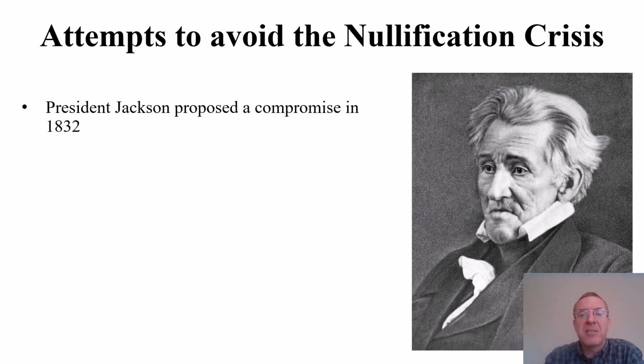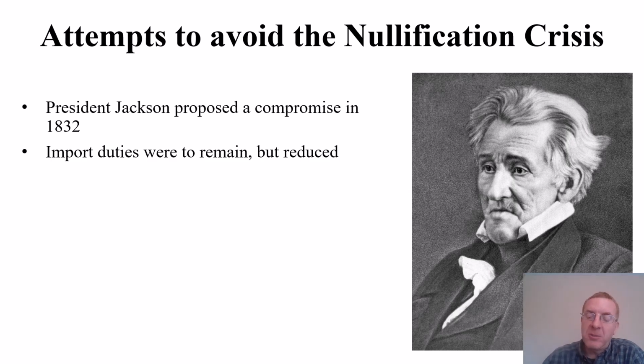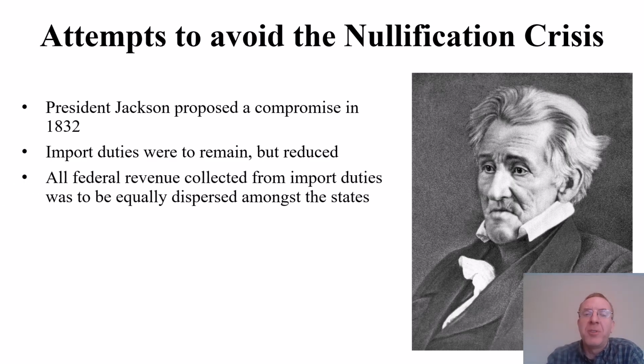So Andrew Jackson does propose a compromise in 1832. He states that import duties will remain in place, but he is going to reduce them. Also, any revenue collected by the federal government on import duties would be distributed evenly across all states. So you can see what he's trying to do. He's trying to get the southern states to realize that they are benefiting from these import duties as well, not just New England. So that was one thing that did make a lot of Southerners say, okay.